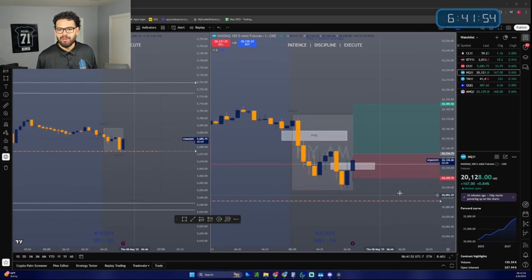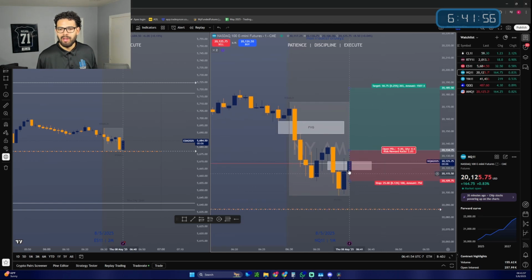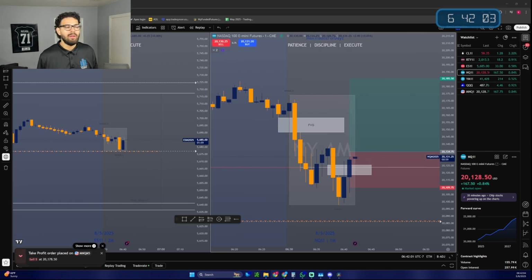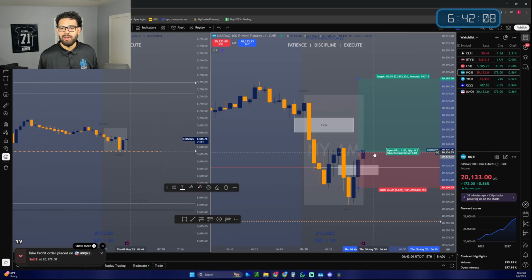All right, guys. Potential NQ long here. We get this candle to close above this gap. Candle closes in 2 seconds. And we are in, guys. The reasoning behind this trade, I'll go ahead and explain shortly.